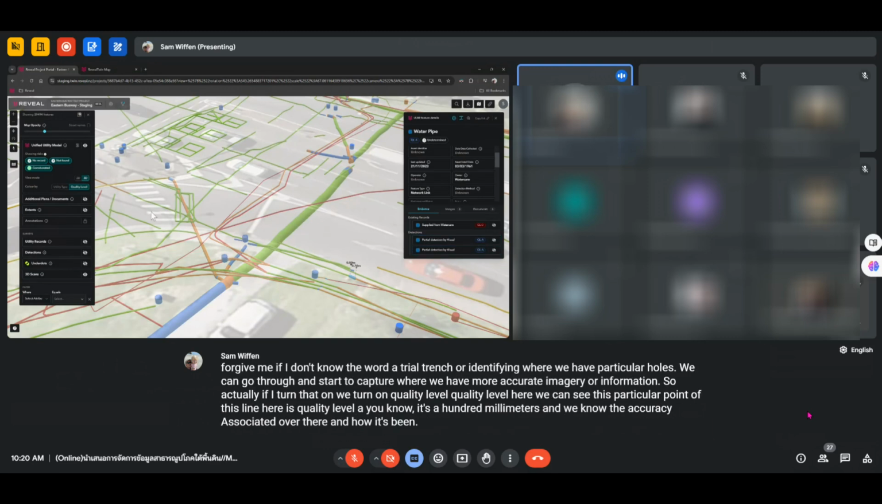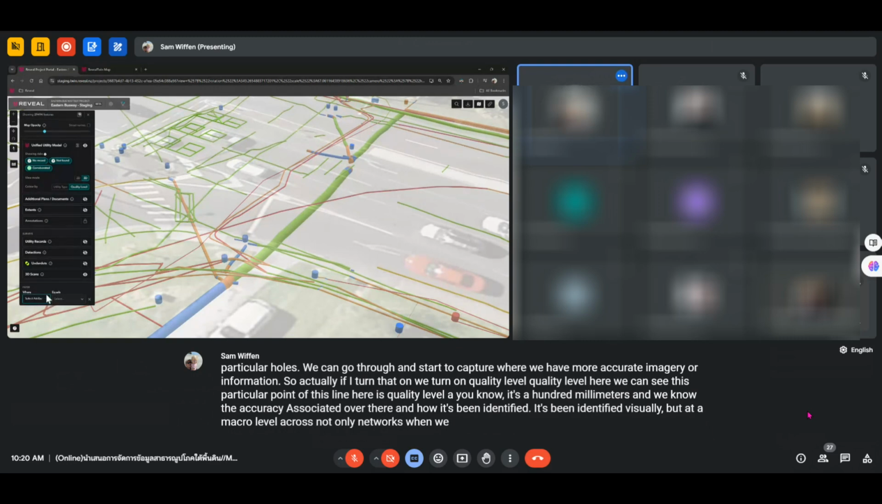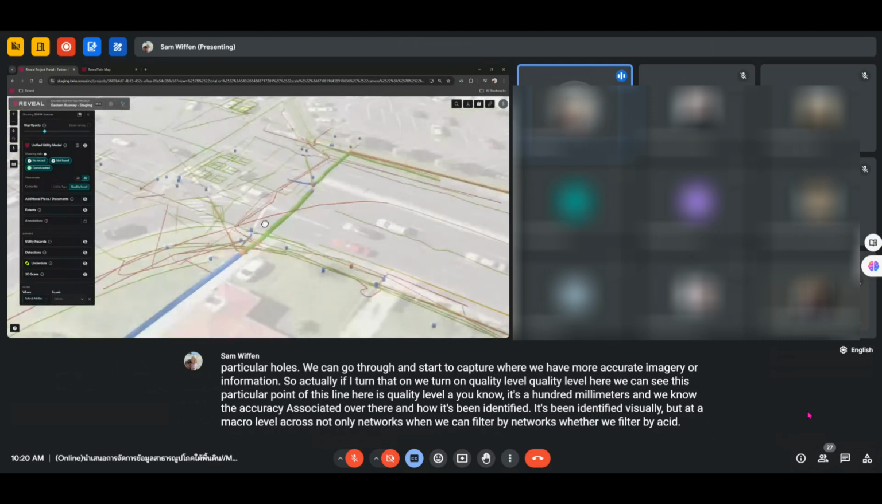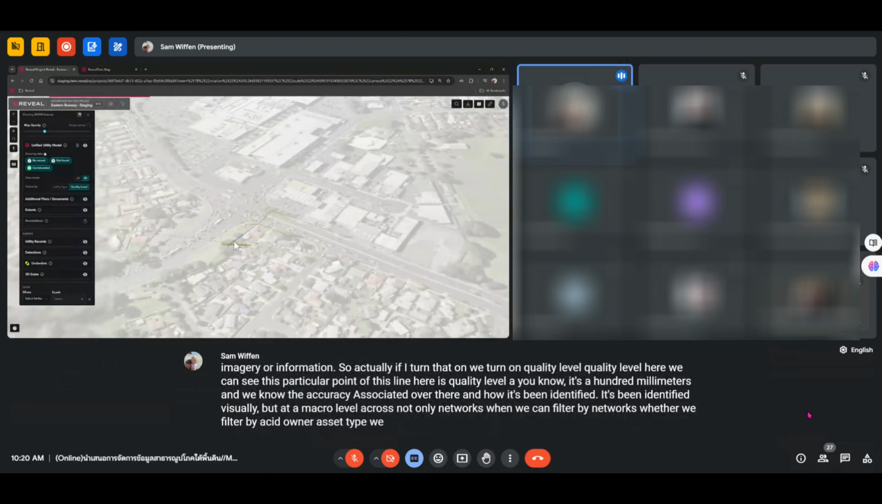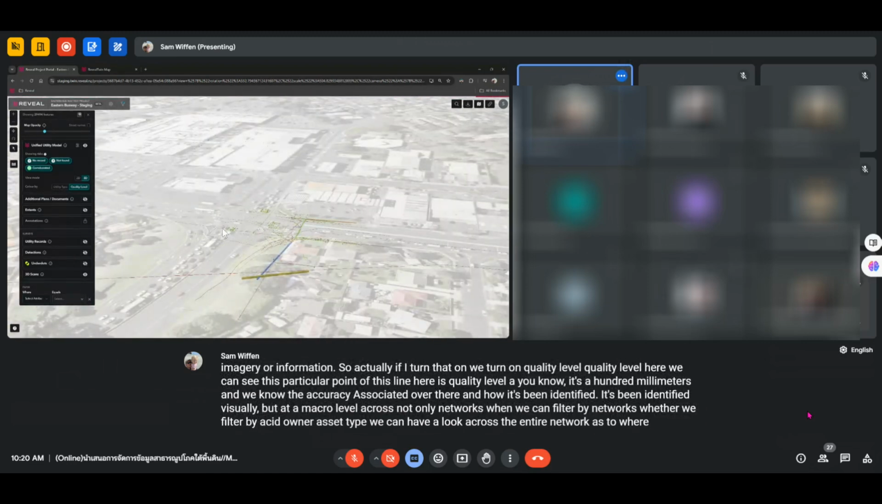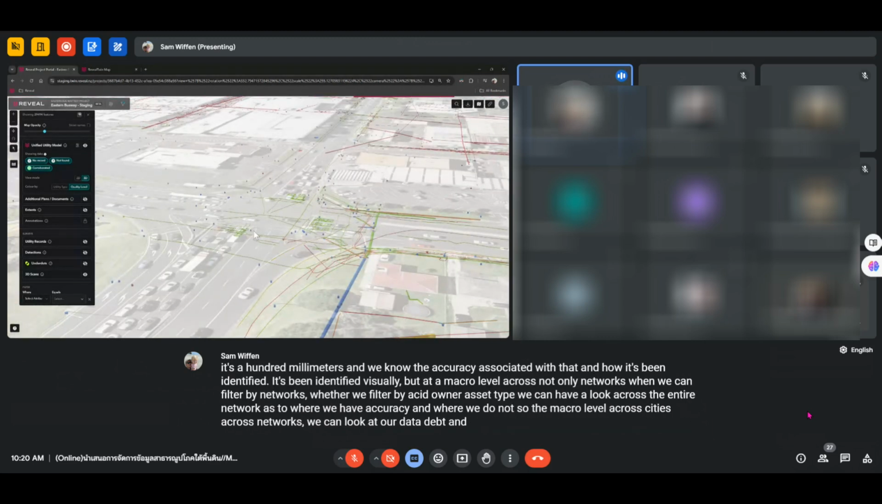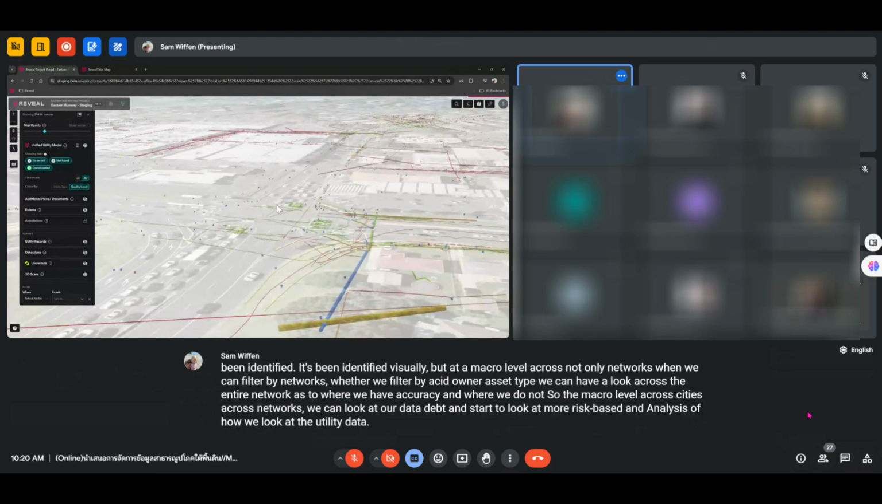It's been identified visually. But at a macro level, across not only networks, and we can filter by networks, whether we filter by asset owner or asset type, we can have a look across the entire network as to where we have accuracy and where we do not. So at a macro level across cities, across networks, we can look at our data debt and start to look at more risk-based analysis of how we look at the utility data.